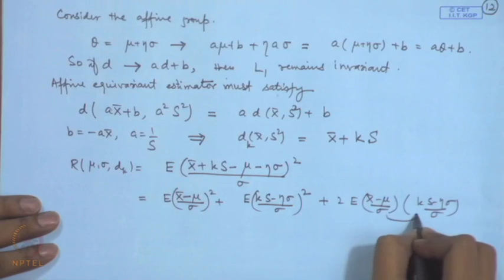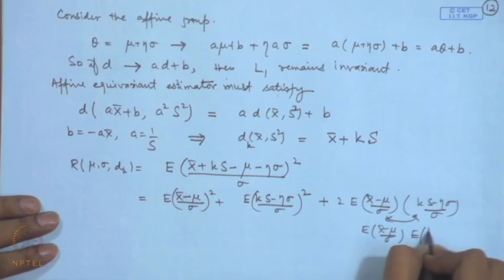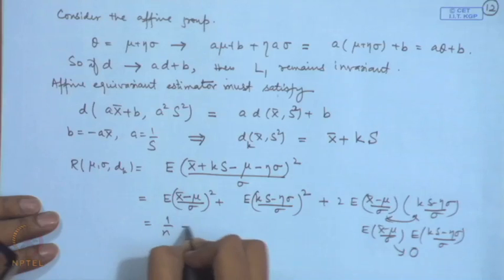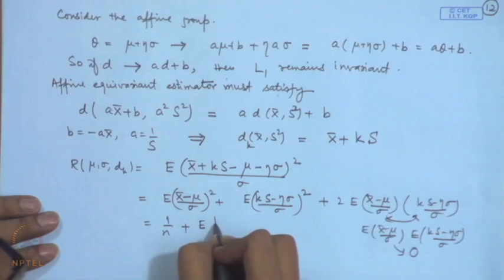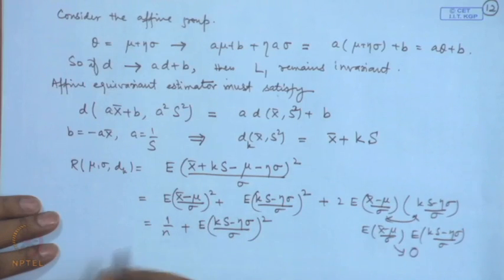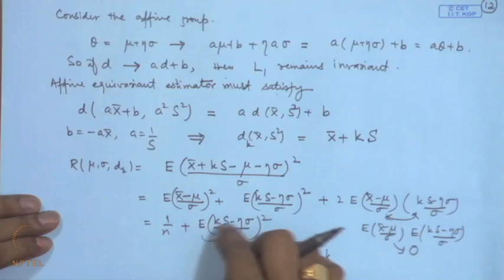Now, here these terms are independent, because in the sampling from normal distribution x bar and s square are independent, and this term becomes 0. So, the problem has reduced to minimization of this term, expectation of ((k s minus eta sigma) by sigma) whole square. Now, this is a convex function of k. So, the minimization will occur when we differentiate this with respect to k and put equal to 0.